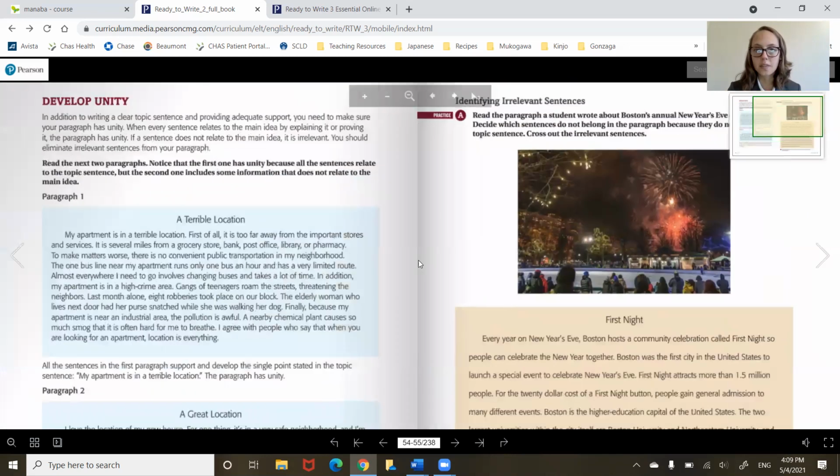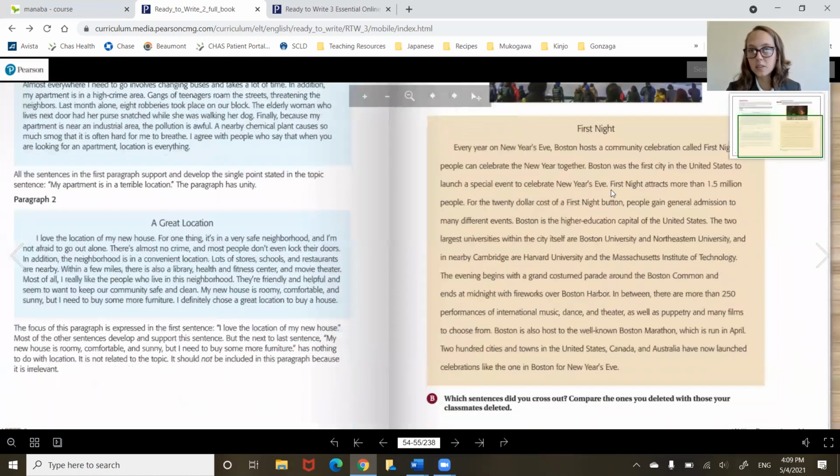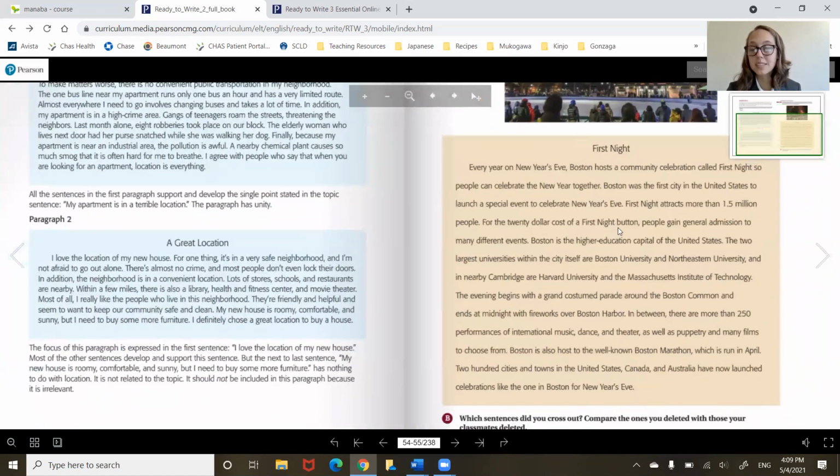So we're going to, on this page, read a paragraph that a student wrote, and we're going to cross out the irrelevant sentences. Okay, so first we will read the paragraph together, and then we will take the sentences out. It's always a good idea to read the paragraph first, because then you can see the whole idea before you try to do an activity, because maybe you don't know what's going to happen later in the paragraph. Okay, so let's read this one together.